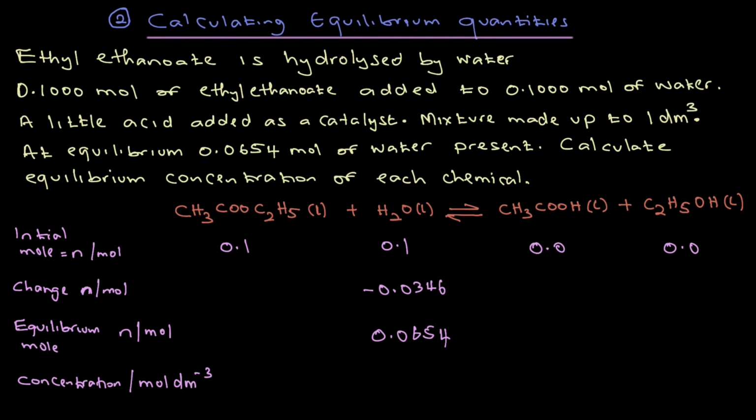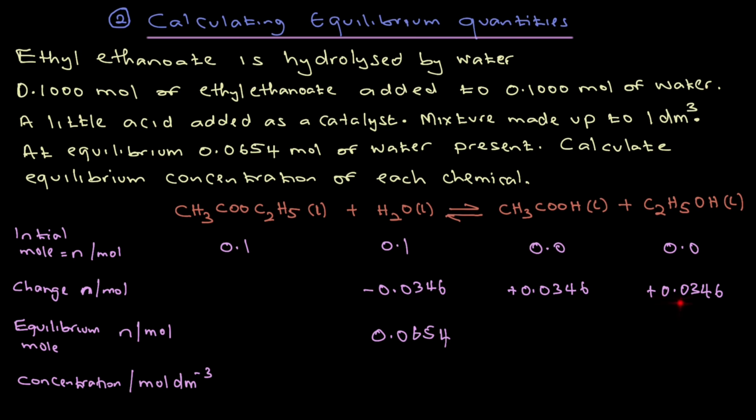So for ethanoic acid, it will be plus 0.0346, and for ethanol, it will be plus 0.0346. The reason for that is because the stoichiometric mole ratio is 1 to 1 to 1 to 1. So if we're taking away 0.0346, we're making 0.0346.